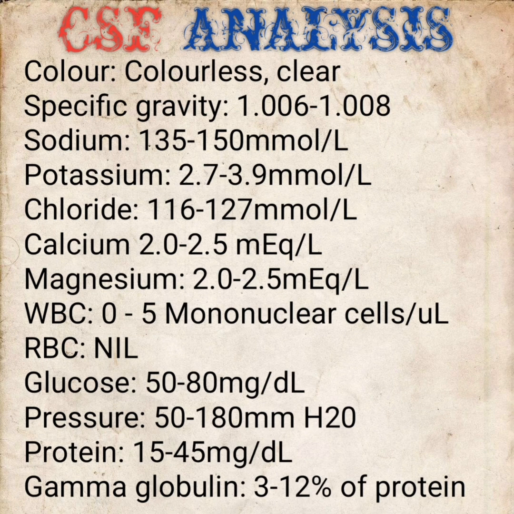The WBC, the white blood cells showing infection, you find 0 to 5 mononuclear cells. The red blood cells, like I said, do not enter there. Once there is a red blood cell trace, there is hemorrhage. Glucose values, pressure, the protein values are all normal values. Gamma globulin, you find 3 to 12% of total protein in it.